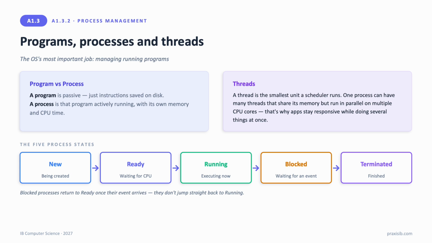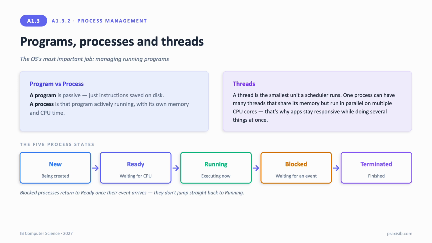Now, a process. A process is that program actually running. It is the active, living version, with its own slice of memory and its own turn on the processor. So the recipe is the program, you actually cooking the dish is the process.